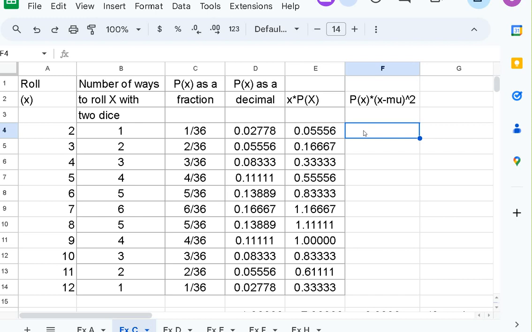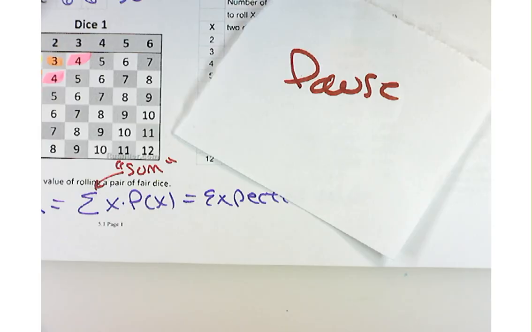If you're watching this later, maybe pause the video and try and fill it in. And then when you're done and want to check it, press fast forward past the pause button. I'm going to walk around and try and help out.